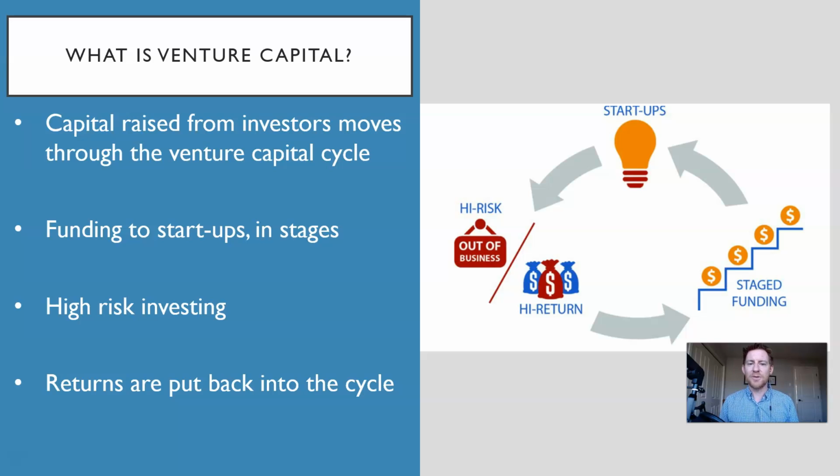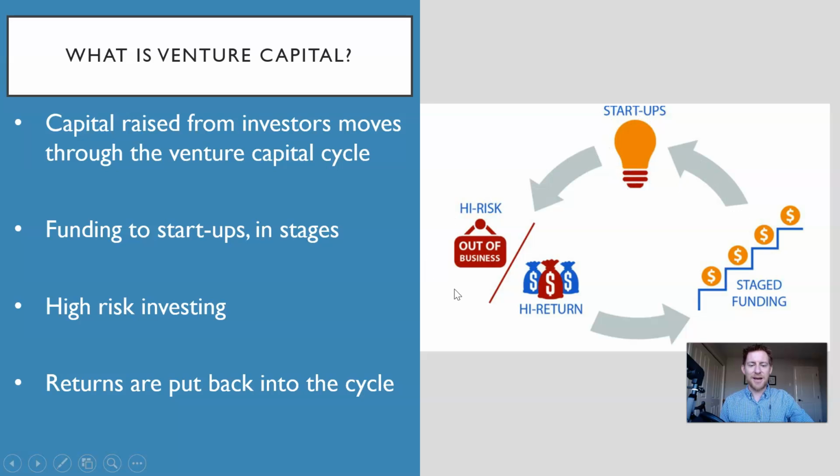So what you're doing with this capital is you're investing in startups, and you do so in stages. You do not typically give huge amounts of capital to the investees all at once. You may participate in multiple funding rounds. You've likely heard of Series A, B, C, D. Those are the sequential funding rounds for private equity, for venture capital.